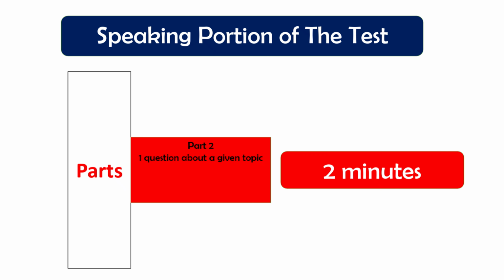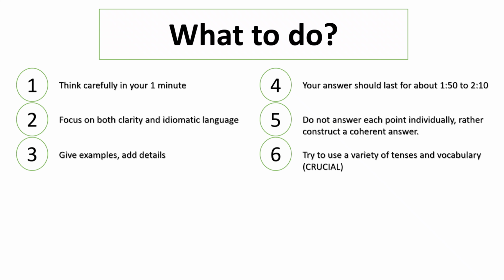Okay, what to do to perform well in part two? Make the most of your 1 minute preparation time. Now you're going to be given a cue card, and then you're going to be given 1 minute to prepare for that. You're going to be given a pencil to write down everything you need, remarks and everything, and you can actually have a look at them while speaking, although many people don't prefer to do that.